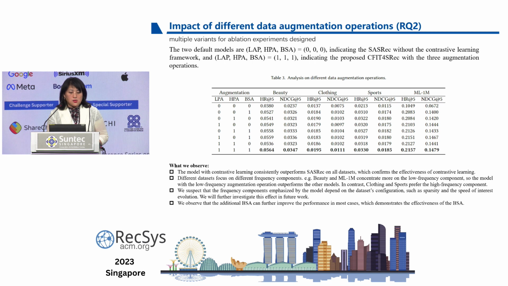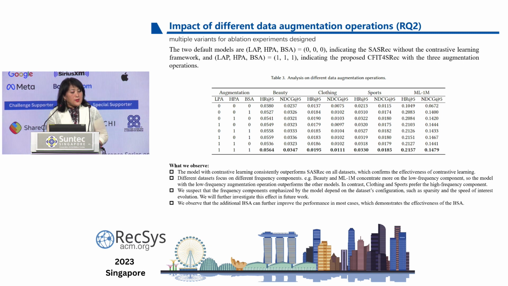The second experiment: we designed multiple variants for ablation experiments. We use 2 default models and indicate the proposed one with the 3 augmentation operations. What we observe, first, the model with contrastive learning consistently outperforms on all data sets, which confirms the effectiveness of contrastive learning. The second one, different data sets focus on different frequency components.